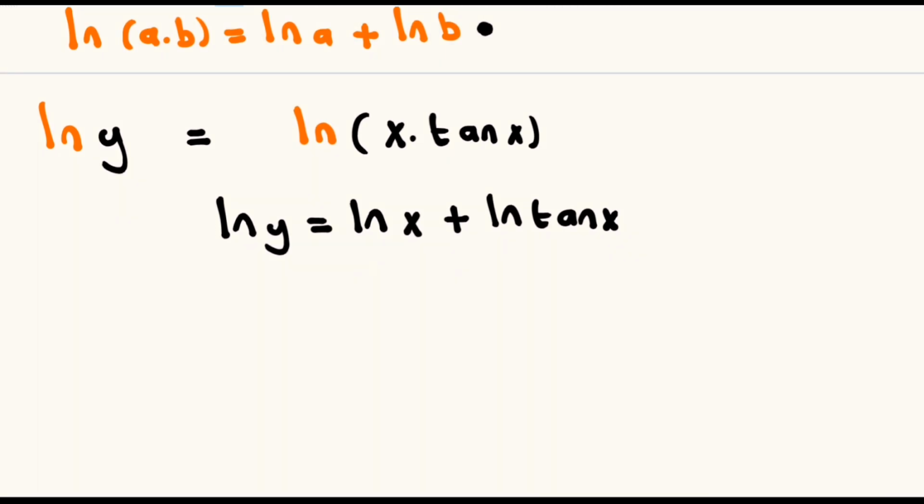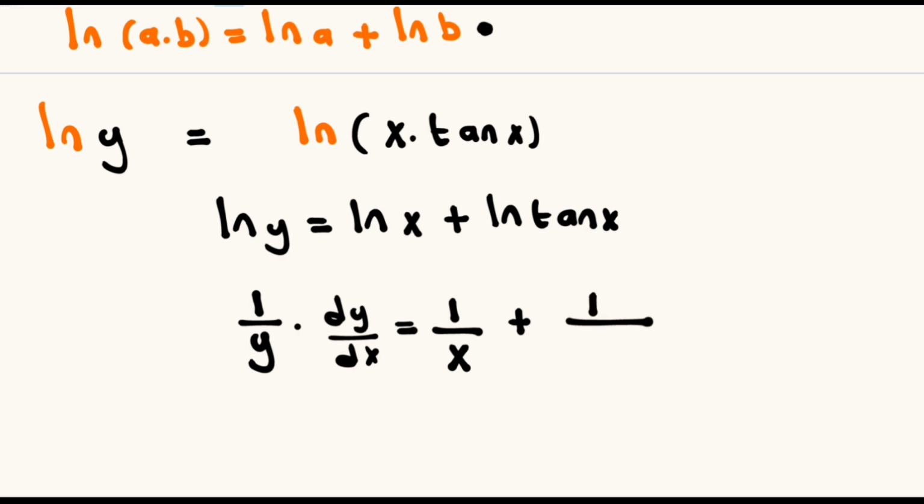So now we differentiate, so the derivative of the ln y will be equal to 1 divided by y multiplied by dy divided by dx, and the derivative of the ln x will be equal to 1 divided by x plus the derivative of the ln of tan x, which will be equal to 1 divided by the function which is inside the ln, which is the tan x, and we multiply the 1 with the derivative of the function which is inside the ln. So the derivative of that tan x will be equal to sec squared x.